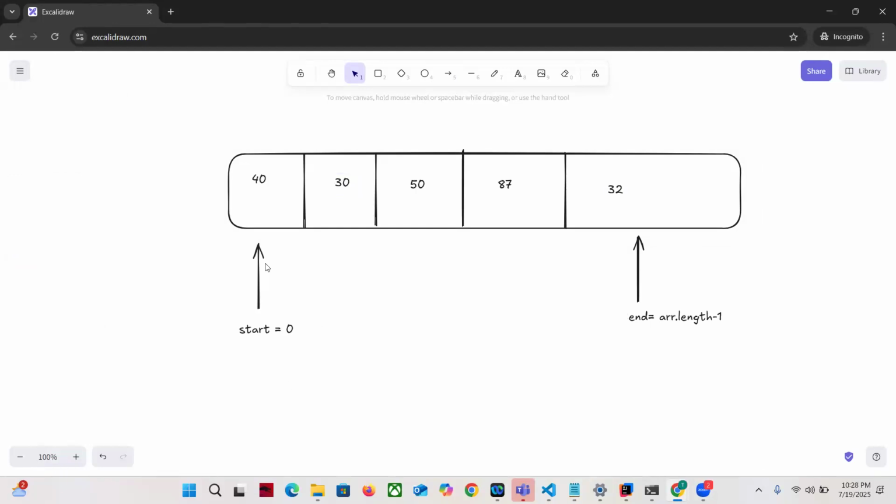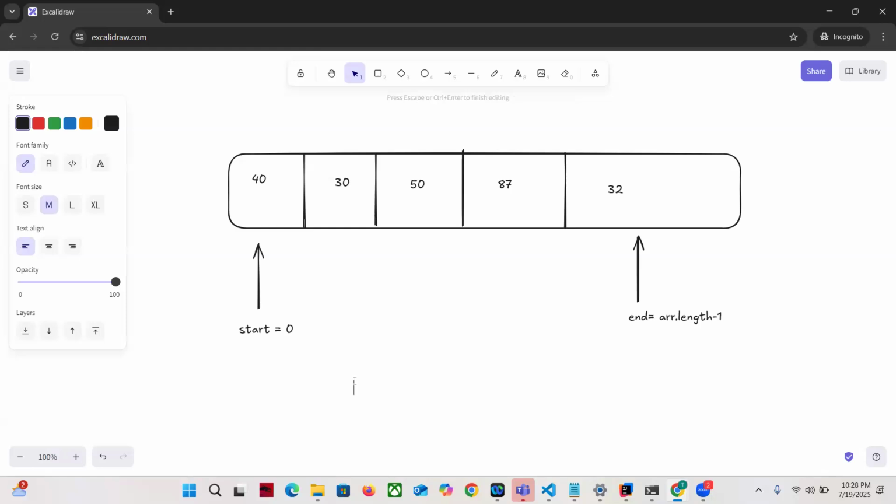Now, start is equal to 0, end is equal to ARR.length minus 1. So what is the condition we are checking? The condition here is that the start index position should be less than the end index position. So when the start is 0 and end is ARR.length minus 1, once this condition is satisfied, what am I doing here? Swap the values. When I say swap the values, in this place, instead of 32, make it 40. And here you make it 32.